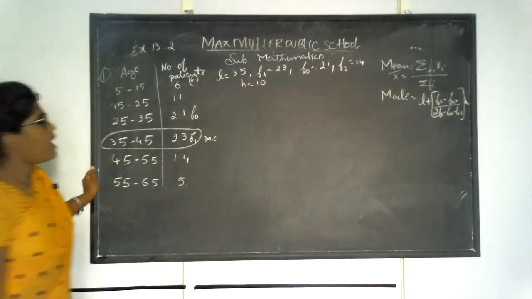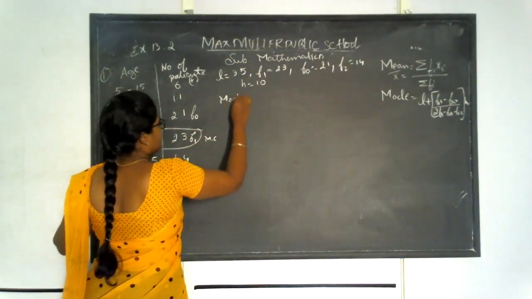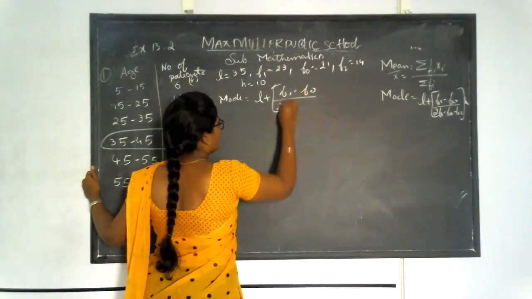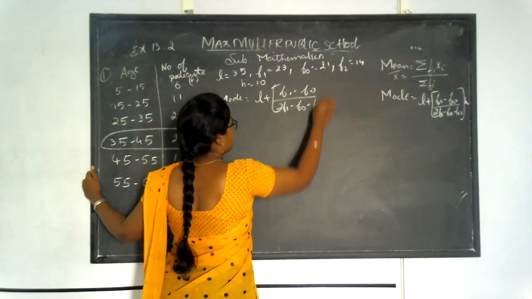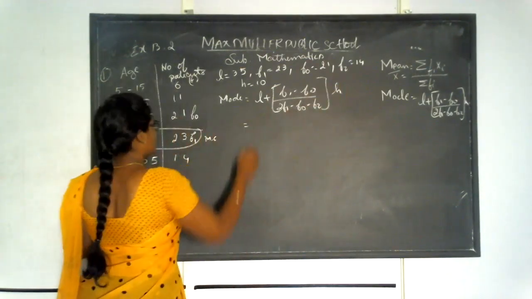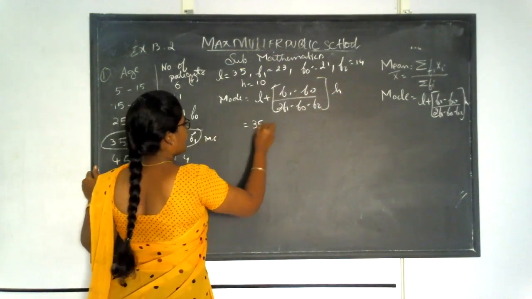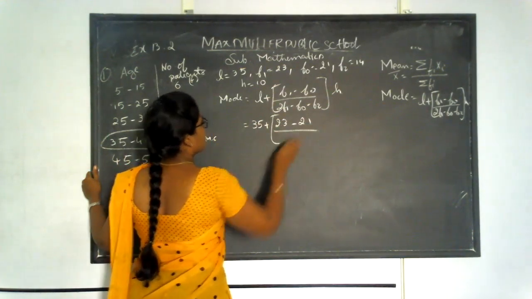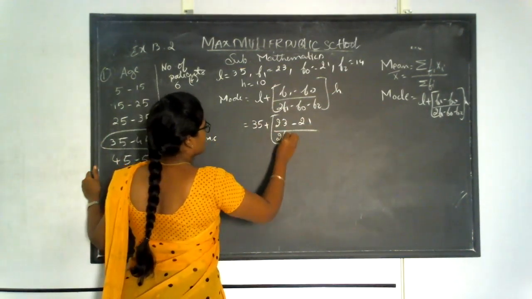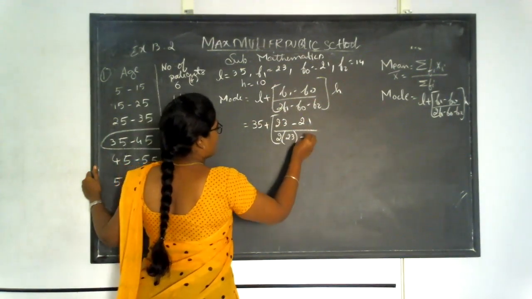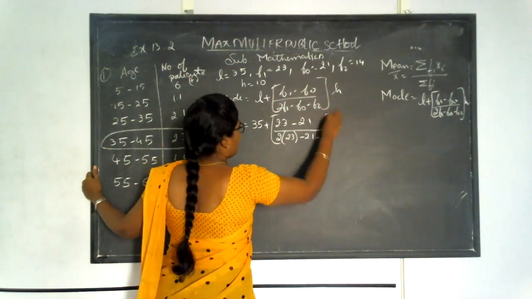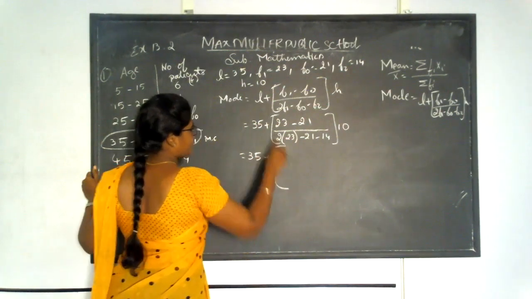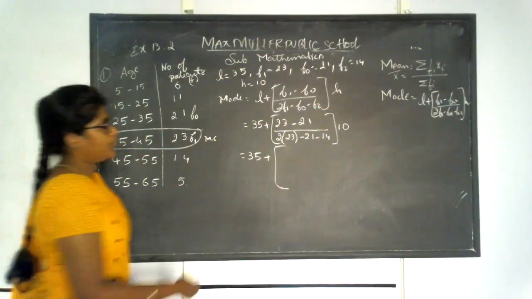Everything you came to know. Now apply the formula. Mode is equal to L plus F1 minus F0 divided by 2F1 minus F0 minus F2, into H. So how much will you be left with? L is 35, plus F1 is 23, minus F0 is 21, divided by 2 into F1, which is 23, minus F0 is 21, minus F2 is 14, into H, which is 10. So it is equal to 35 plus 23 minus 21, which will be 2.